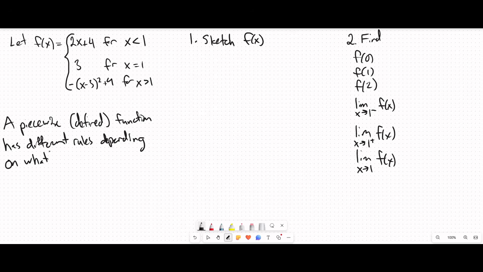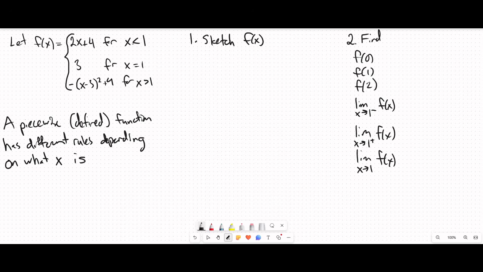And usually our functions are nice enough, like f of x equals x squared, that the same simple rule works for all x. But our functions don't need to be that nice. Maybe it's only x squared sometimes, and somewhere else we define it otherwise. And that's basically what we have here.